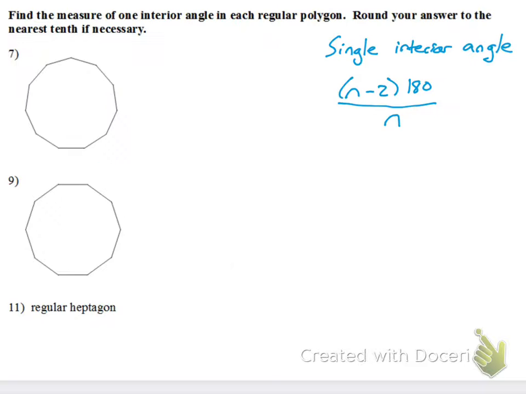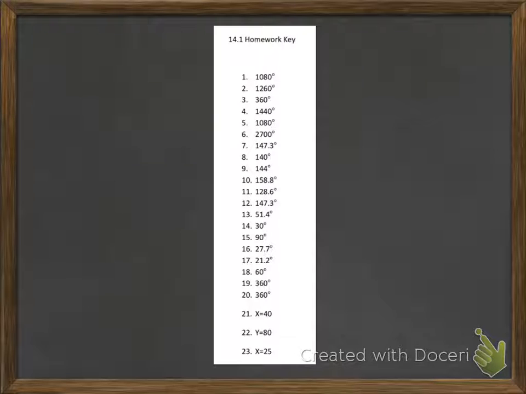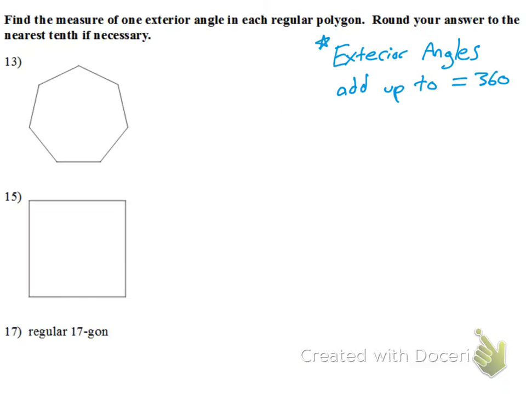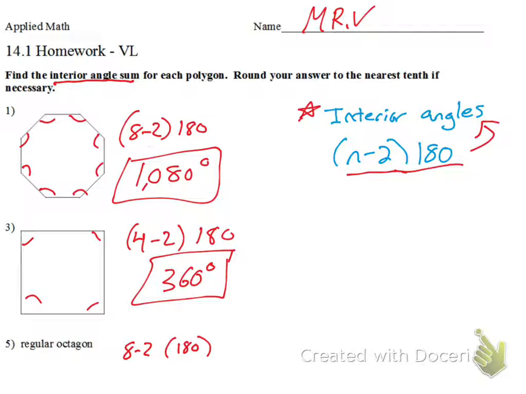And if we want, we can check our answers. And it looks like I am wrong on this one, because the first one's 1080. 3 is 360. Oh, number 5 would be 1080. So it's the same thing. This is an octagon. And if we just did a regular octagon, it'd be 8 minus 2 times 180, which would give us 1080.